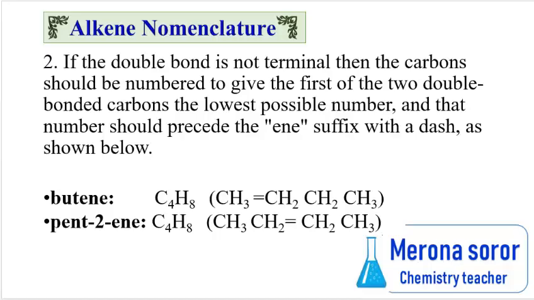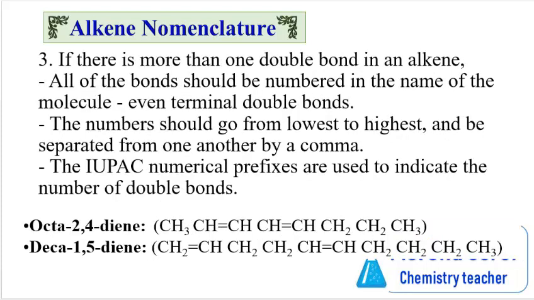If the double bond is not terminal, then the carbon should be numbered to give the first of the two double bond carbons the lowest possible number, and that number should precede the -ene suffix with a dash, as shown below. But-2-ene. Step number 3. If there is more than one double bond in an alkene, all of the bonds should be numbered in the name of the molecule, even terminal double bonds.